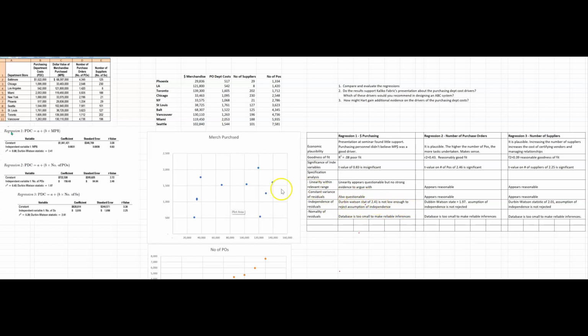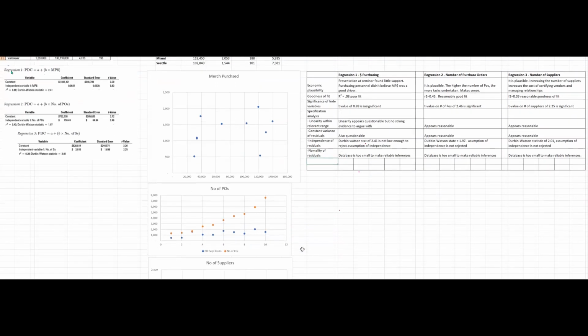And, I used to do work like this, and I never used Durbin-Watson, but apparently the textbook does. There's a lot of different things out there that you can use. And then finally, for the normality of the residuals, it's the last thing we look at, the database is too small to really draw any conclusions. That's the problem with that. And you really need data. You need data to do it.